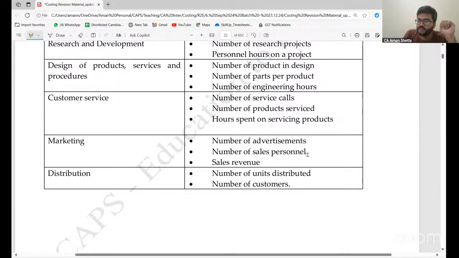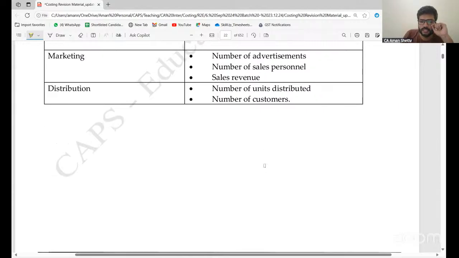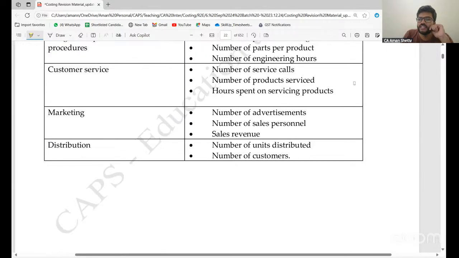Number of service calls, number of product services, hours spent on servicing the products. Marketing: number of advertisements, number of sales personnel, sales revenue. Distribution: number of units distributed, number of customers. So this is the theory of my activity based costing.